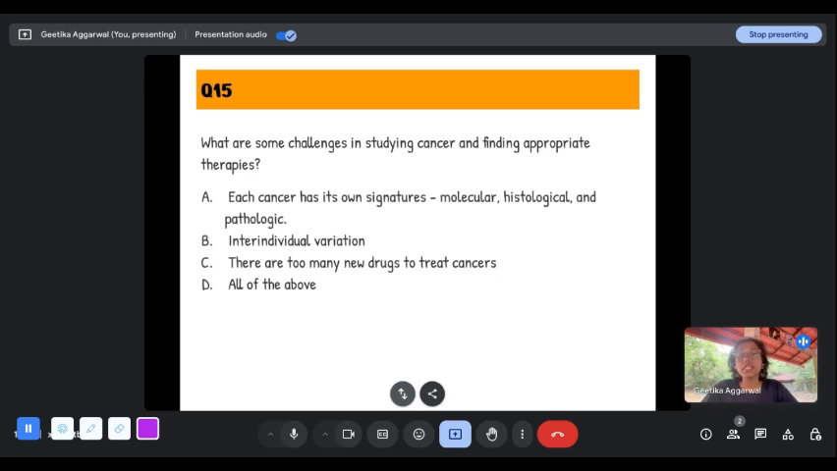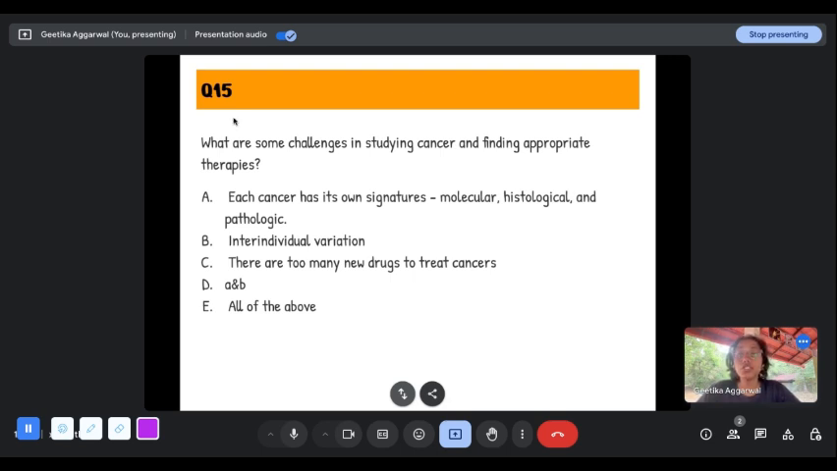What are some challenges in studying cancer and finding appropriate therapies? Is it that each cancer has its own signatures, or is it inter-individual variation, that every individual has a lot of variation in their own types of cancers? Is it that there are too many new drugs to treat cancers? Is it A and B, or is it all of the above?